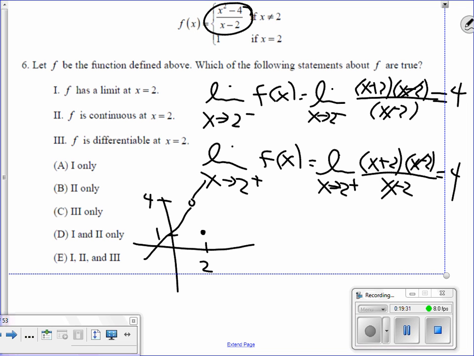So the fact that it's not continuous, I don't check to see if it's differentiable. It can't be. It has to be continuous to be differentiable, and it's not. So you don't check that. So the answer is 1 only, which is A. Then the next step, if it were continuous, you would write f prime of x, a piecewise function for the derivative, and you would plug the 2 into each branch to see if they're the same.